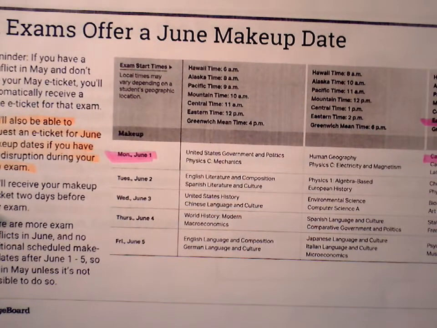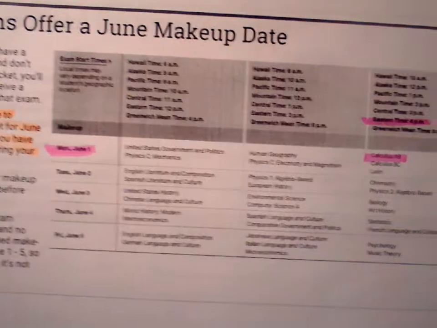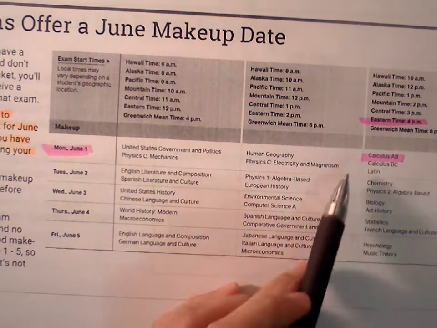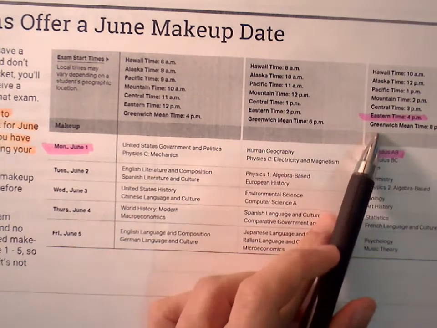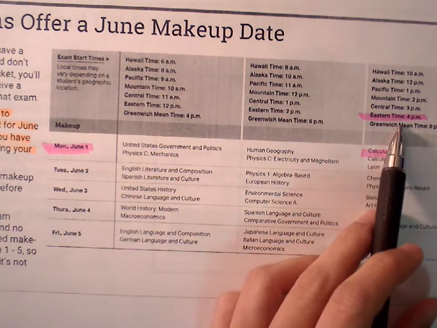Here are the dates for June. So for June makeup dates, your Calc AB exam is going to be Monday, June 1st, 4 p.m. Okay.